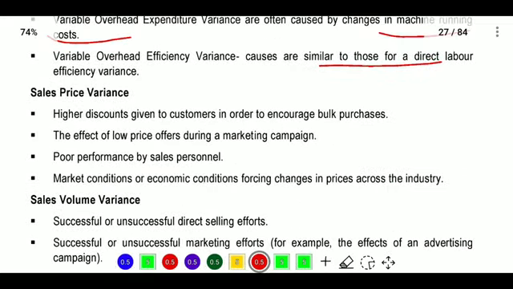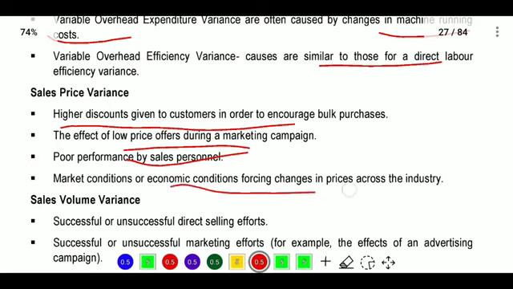Next, sales price variance. Why will the sales price vary? Why will the sales price come out different? You decided on 10 lakh quantity, say for the first 10 lakh quantity you decided 1% discount. But in the real case they are providing 2 to 3% discount. They are providing higher discounts to customers in order to encourage bulk purchases, and the effect of lower prices offered during market campaigns. So when you want to promote a product, you must sell at a low price, and sometimes you must give it free of cost also. Next, poor performance by salespersons. Salespersons are not making sales, they are not taking goods to the customers.